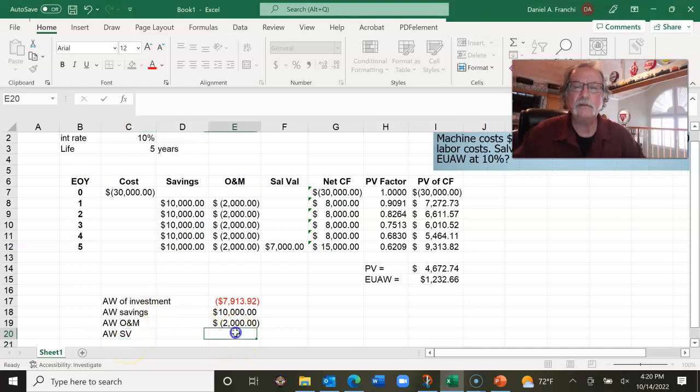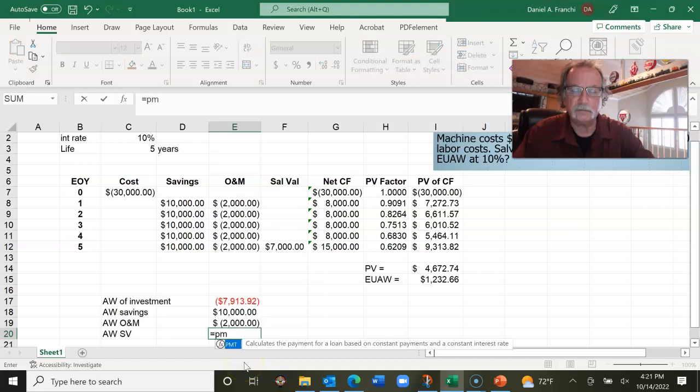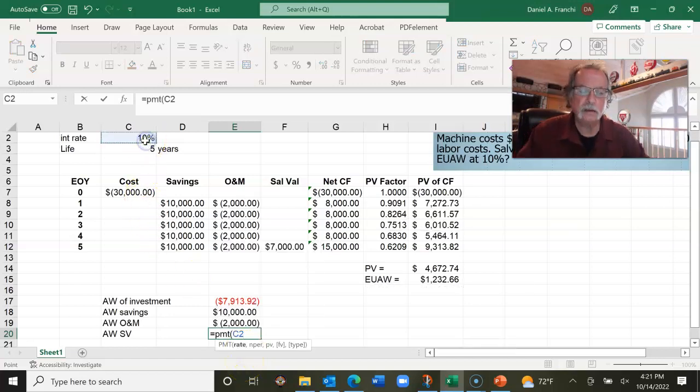now we have to annualize this $7,000. We can do that with the payment function. We use the rate of 10%. We're annualizing this $7,000 at the end of the 5th year over 5 years. Our present amount is 0, and our future amount, and we flip the sign with this, is this salvage value.